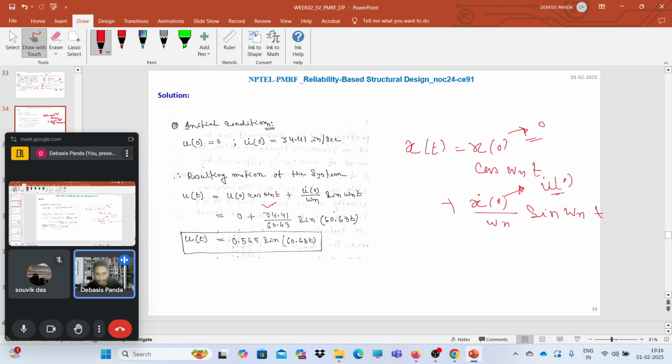Now put these values here. u dot naught is 34.41, omega n we have calculated as 60.63, so sine 60.63 t. This will be the equation for the displacement of the system. Now here, look, t is sitting over here. You can calculate for t equals 1, t equals 2, t equals 3, and so on. So if you have the equation for the displacement, you can solve it for different times.